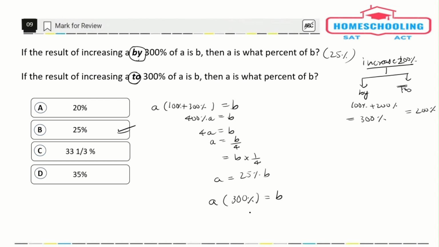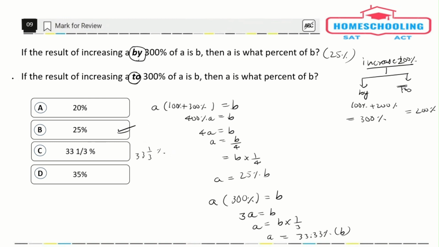So as we know that A is equal to, this one, 300%, would be written as 3B. So A is equal to B into 1 by 3, and 1 by 3 is how much? 33.33%. So A is 33.33% of B, or we can also say that 33 1 by 3%.